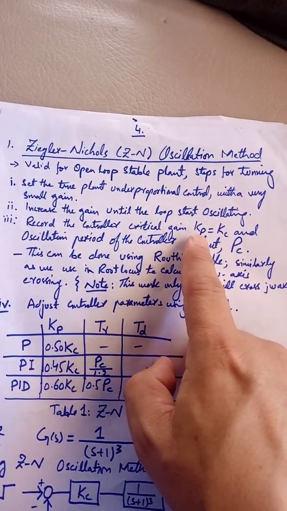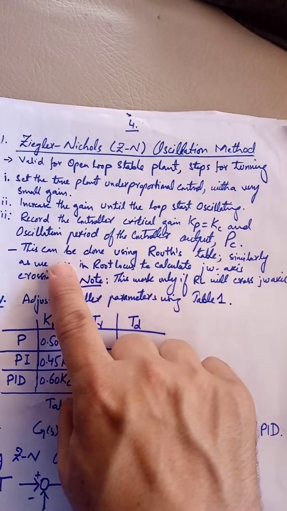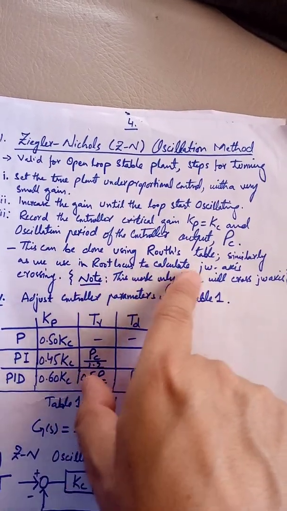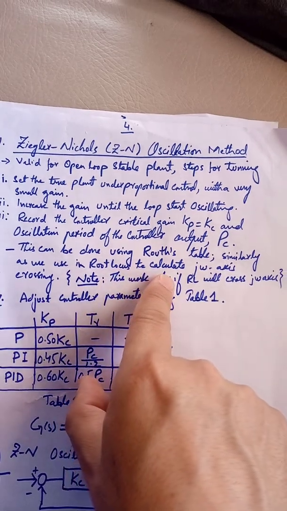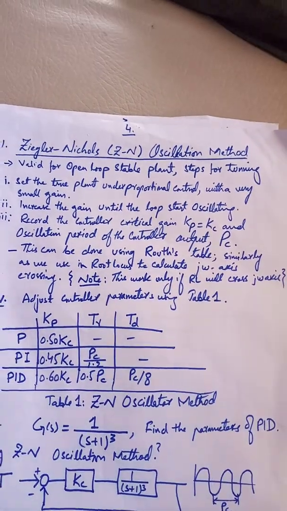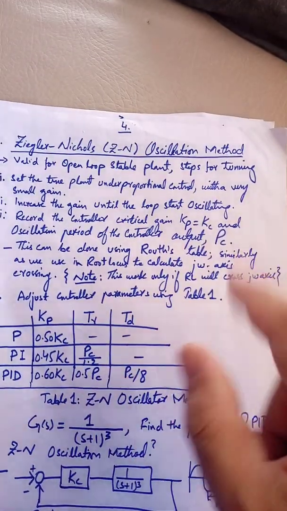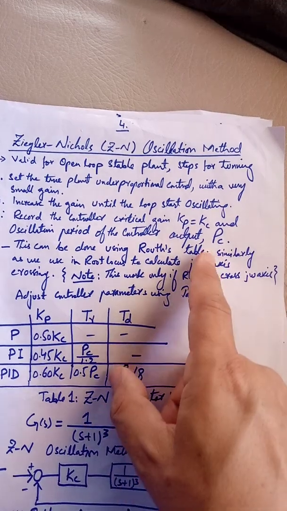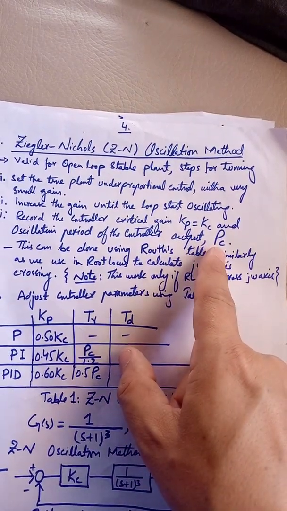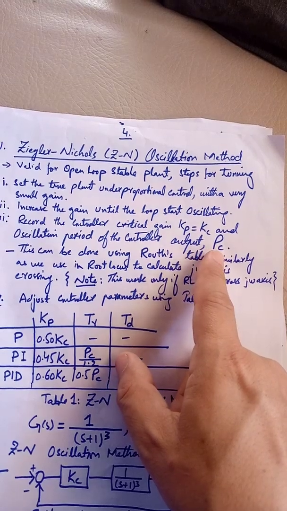Now how do we find this gain which makes the system oscillate? If you remember, we can find this using the Routh table, or we can use the root locus to calculate the j omega crossing. The gain at the j omega crossing actually gives us the oscillation. We can also find the time period from there as well. When we find the frequency, we can easily find the time period, Pc, as well.